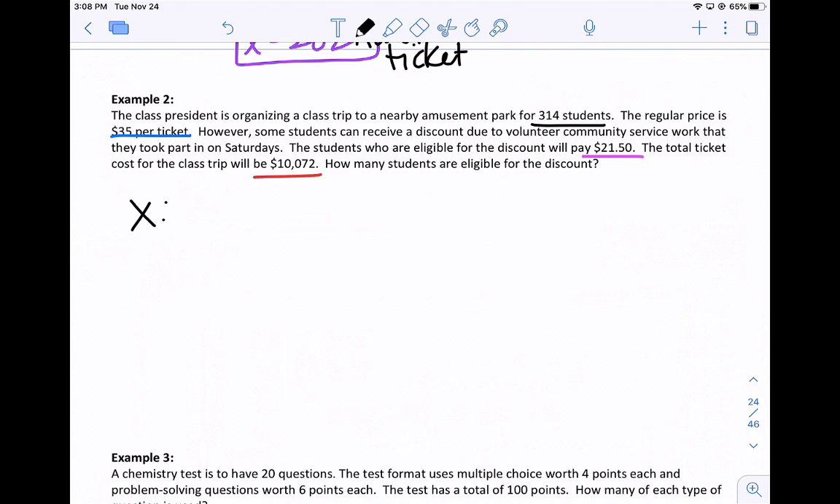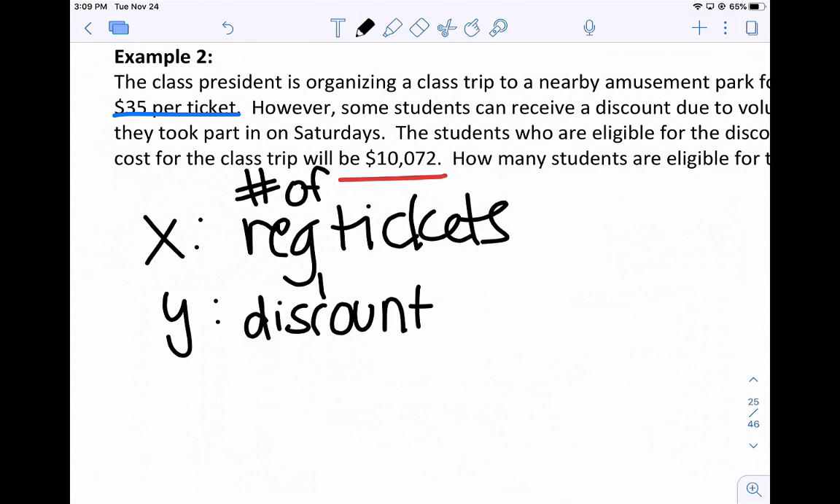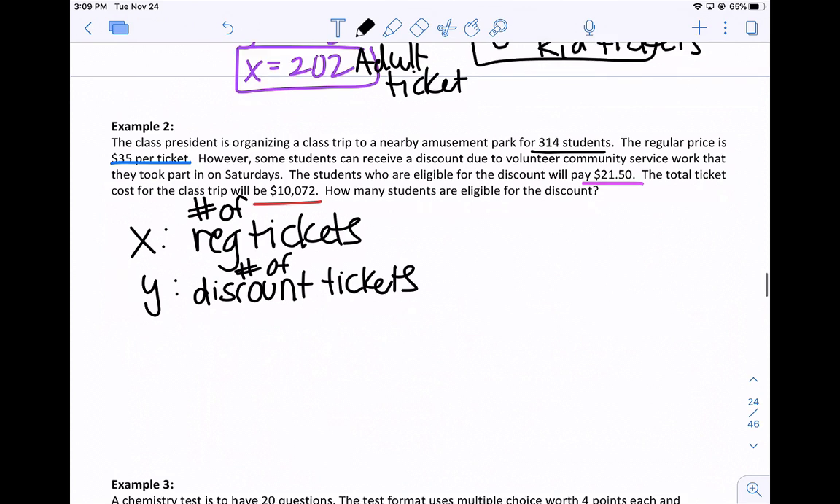First step, define our variables. We'll say X is the number of regular tickets. I'll put hashtag, but I mean number of. Y is the number of discount tickets.